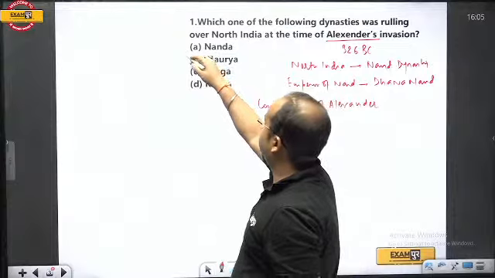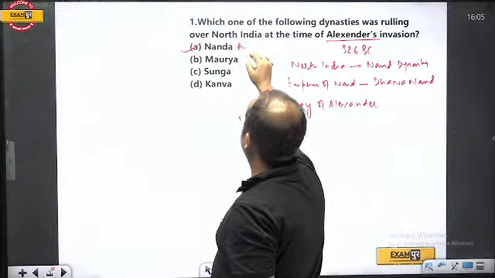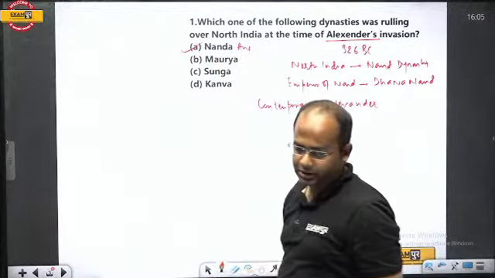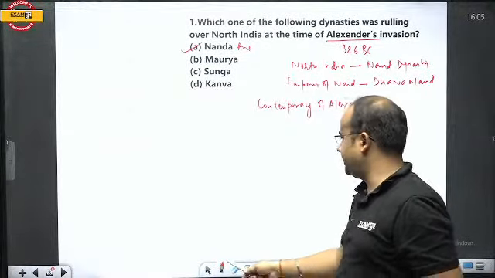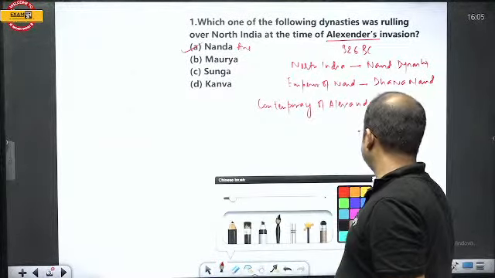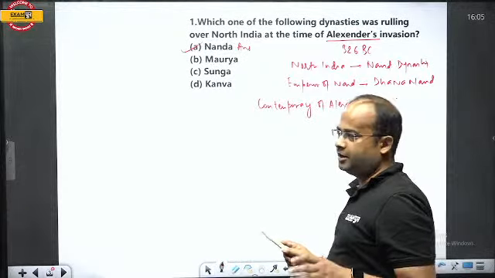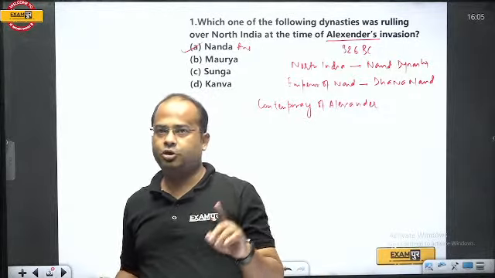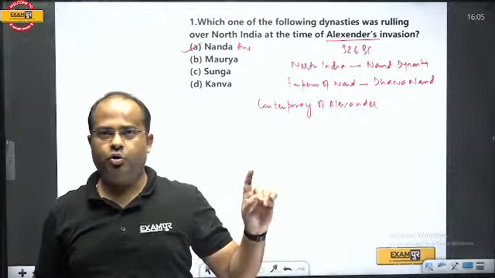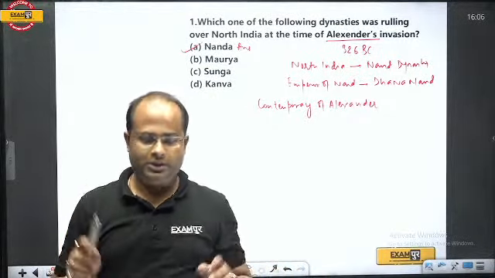So the correct answer will be, guys, option A, that is Nand dynasty. Nand dynasty was ruling and Dhananand was the king. So he is considered as the contemporary of Alexander. If the question asks who was the contemporary, and in the options Chandragupta Maurya is also given, don't go for Chandragupta Maurya, go for Dhananand.